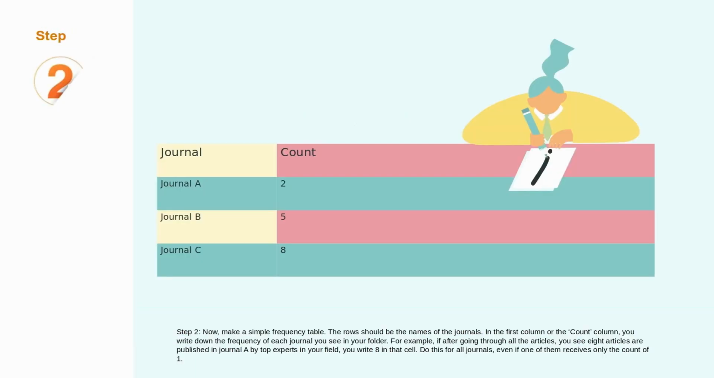Step 2. Now make a simple frequency table. The rows should be the names of the journals. In the first column, or the count column, you write down the frequency of each journal you see in your folder. For example, if after going through all the articles, you see 8 articles are published in journal A by top experts in your field, you write 8 in that cell. Do this for all journals, even if one of them receives only the count of 1.